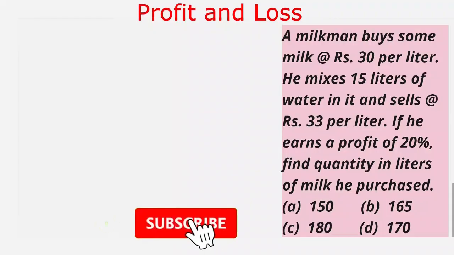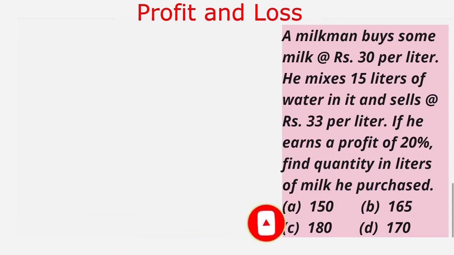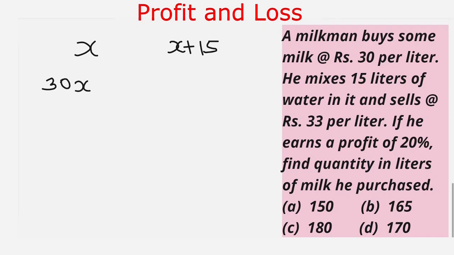We solve this question by two methods. One is the conventional method and the other is the shortcut method. Let the quantity of milk be x, and the water mixed in it is 15 liters. Then the quantity becomes x plus 15. Now the cost price is at the rate of rupees 30 per liter. So the cost price is 30x and the selling price is at the rate of 33 per liter. So this becomes 33x plus 15 into 33, which is 495.